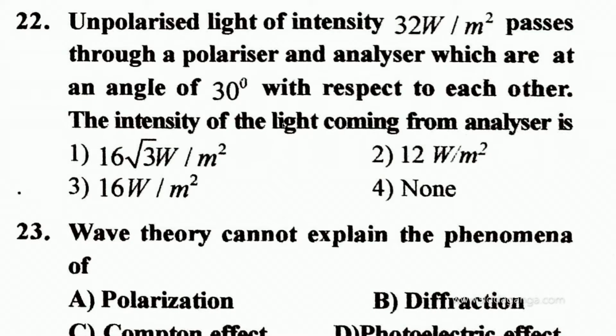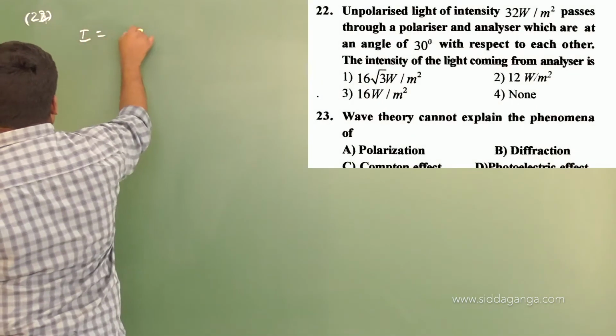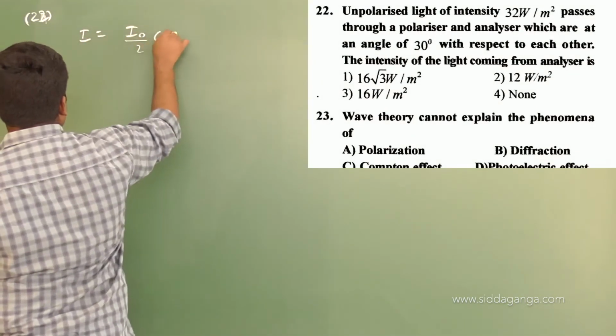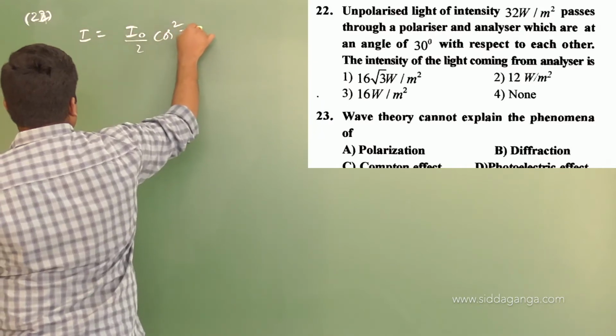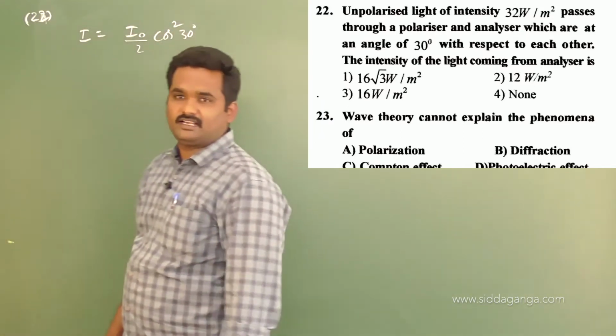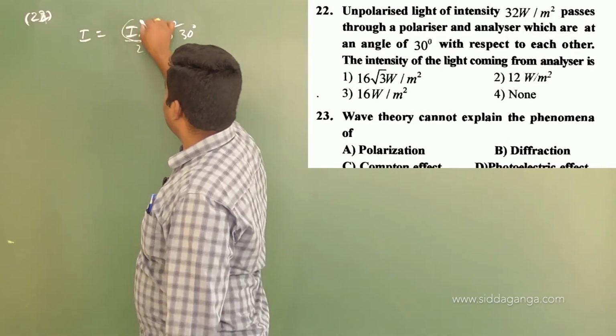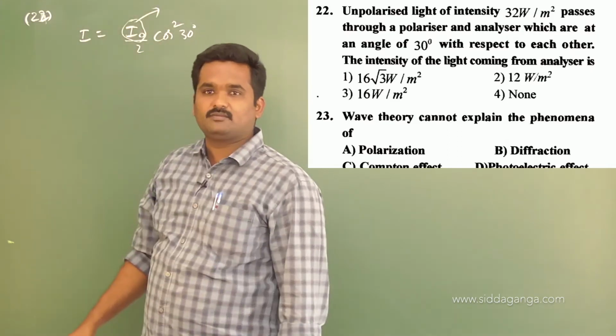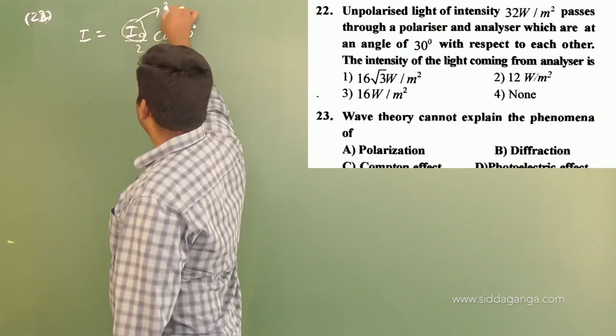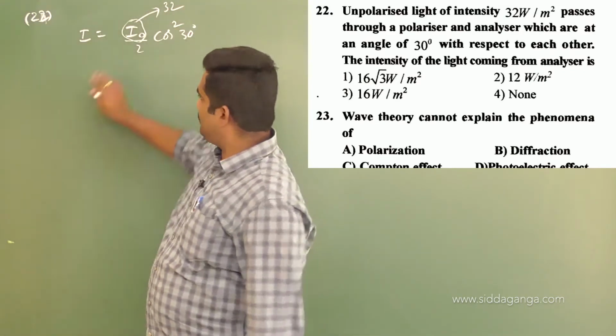Unpolarized light of intensity 32 watt per meter square passes through a polarizer and analyzer which are at an angle of 30 with respect to each other. The intensity of light coming from the analyzer is? Obviously, what is the formula for it? I equals, after passing through the analyzer, I naught by 2 into cos square 30. 30 degrees only, they have given the angle. Same. I naught they have given as how much? The intensity incident of unpolarized light, it is 32. If it is polarized light, the by 2 will not come.